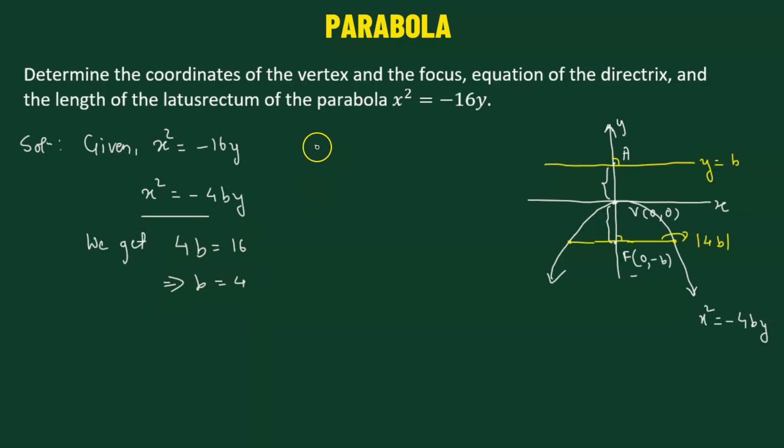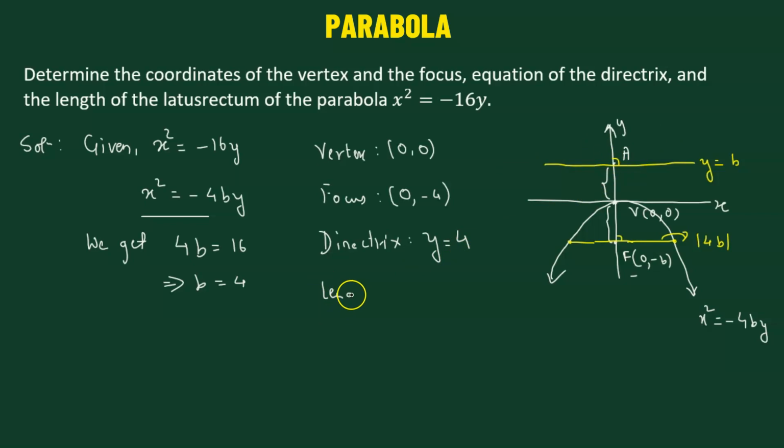So now we are ready to define the vertex. The vertex is going to be at 0, 0. That's the standard definition. Then we have the focus of the parabola, which will be at 0, negative b. So b is 4 in our case, which means the coordinates of the focus will be 0, negative 4. For the directrix, its equation will be given by y equals b. So b in our case is 4, so y equals 4 is going to be the equation of the directrix.